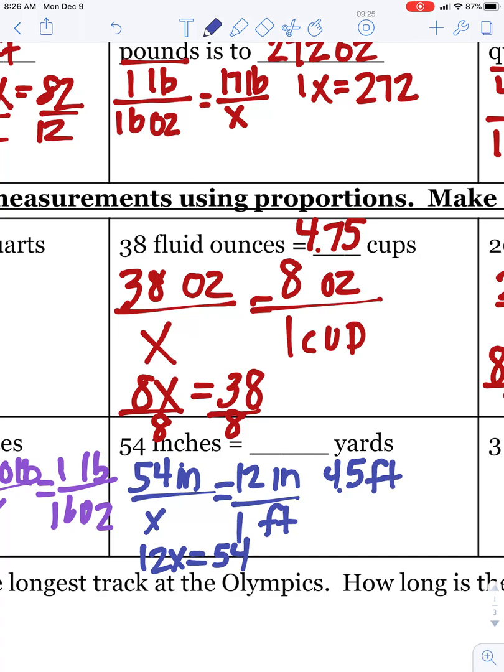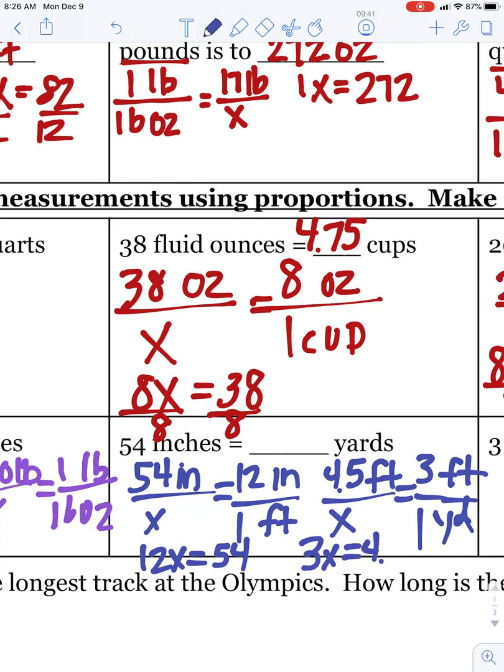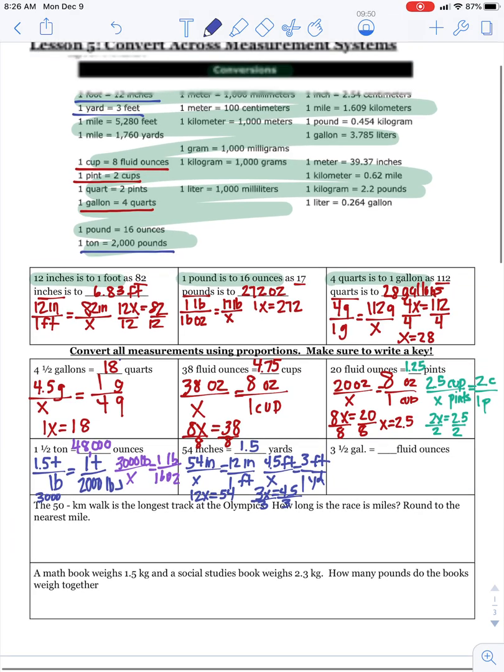Remember, that's feet. And we want to go to yards. So I'm going to do feet over yards. There's 3 feet for every 1 yard. So that gives me 3x equals 4.5, which is going to leave me dividing by 3, which is 1.5 yards.